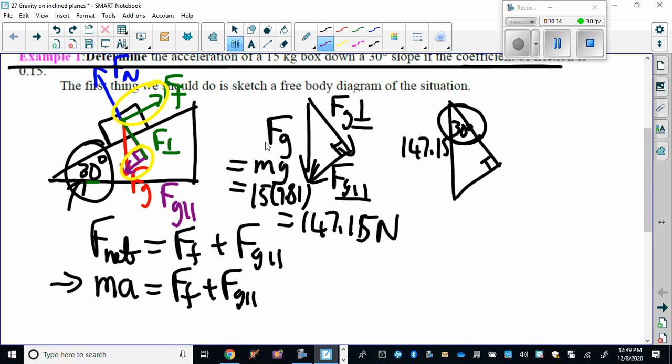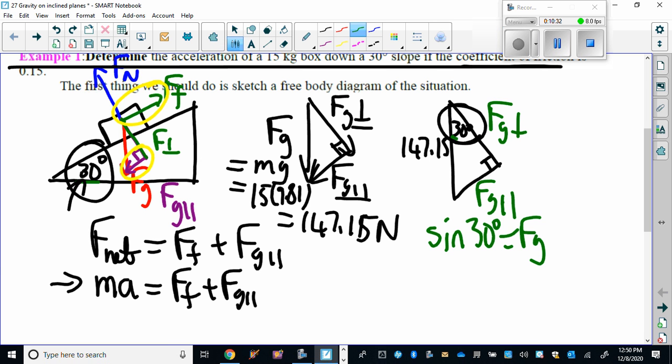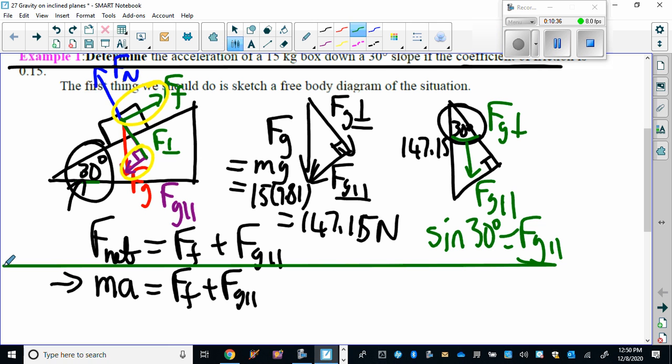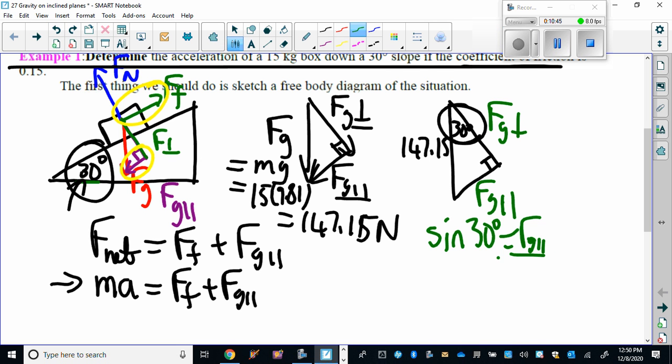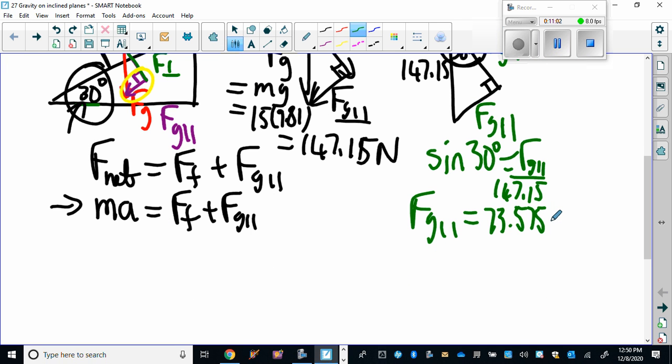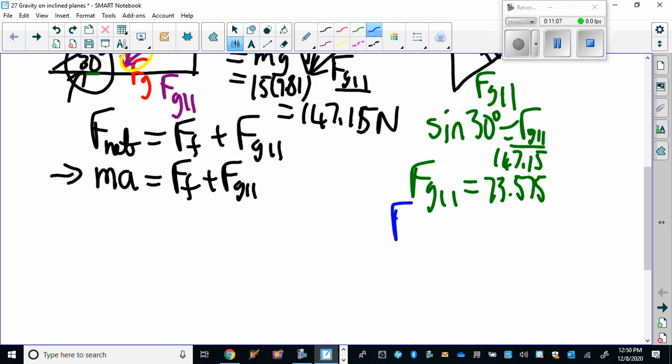And now with 30 degrees, we can solve for our Fg perpendicular and our Fg parallel using trigonometry, using sine and cosine. So the sine of 30 equals opposite over hypotenuse, which is Fg parallel over 147.15. To move this problem along, we'll hurry it up a little. Fg parallel turns out to be 73.575 newtons. Fg perpendicular, you find using cosine. We'll go right to the answer there. Fg perpendicular turns out to be 127.436.